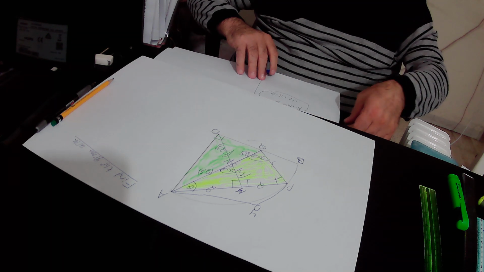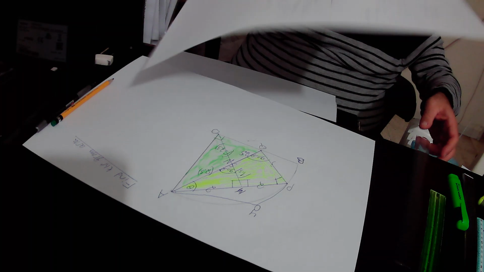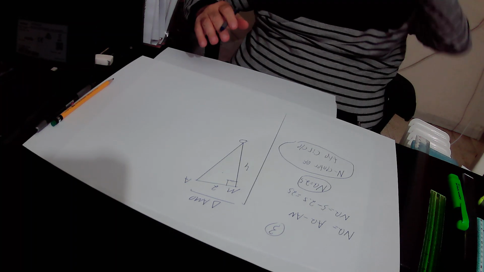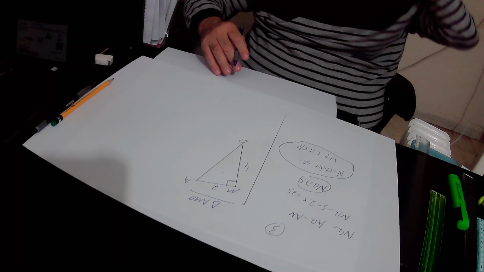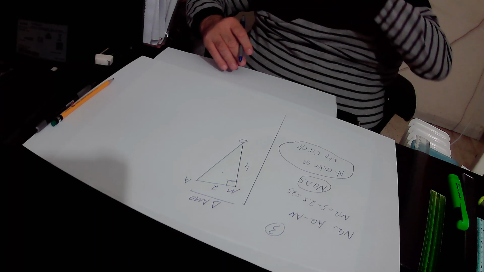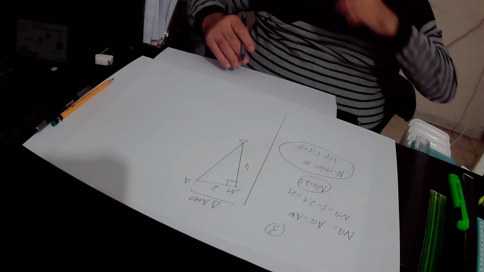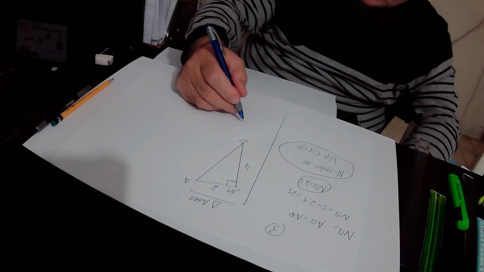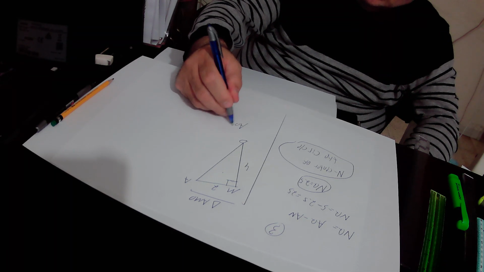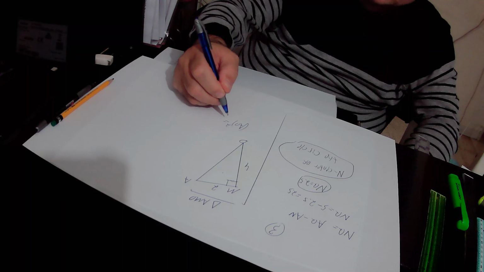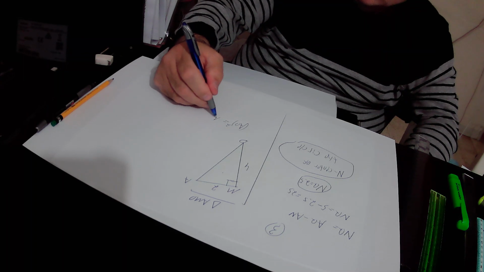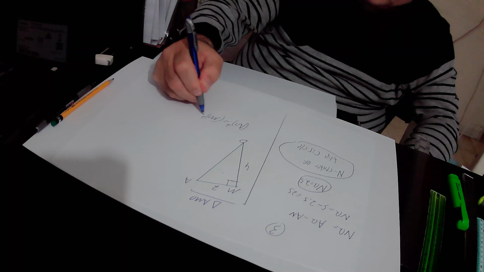So actually, this is the right triangle AMO that is copied from the original drawing. We apply the Pythagoras theorem on this right triangle AMO. According to the Pythagoras theorem, the square of the hypotenuse, AO square, must be equal to the sum of the squares of the perpendicular sides. That is to say, AO square equals MO square plus AM square.